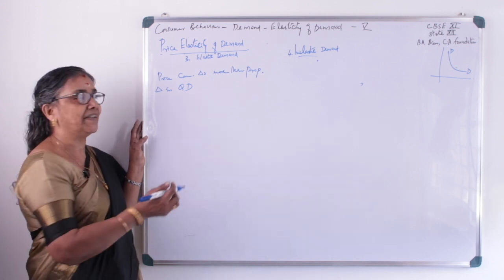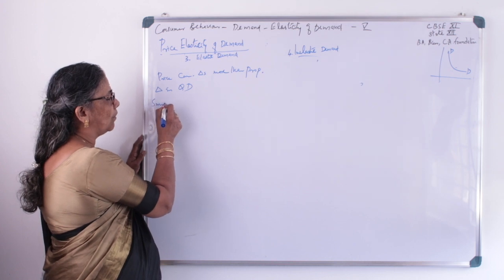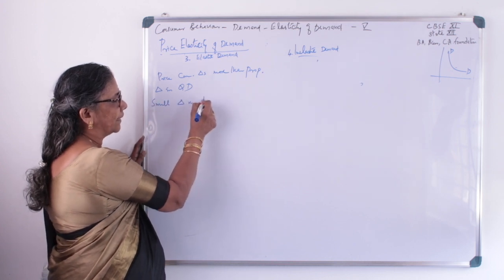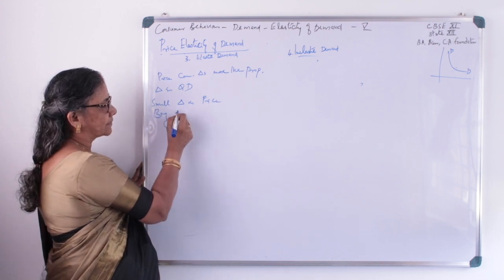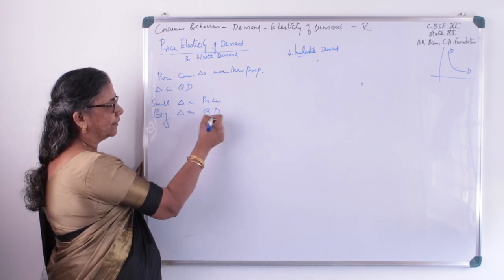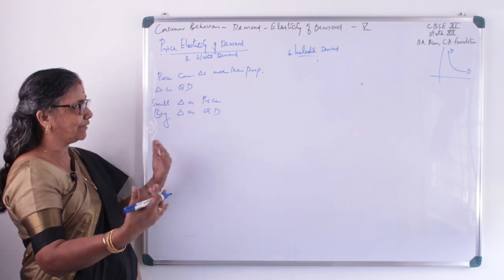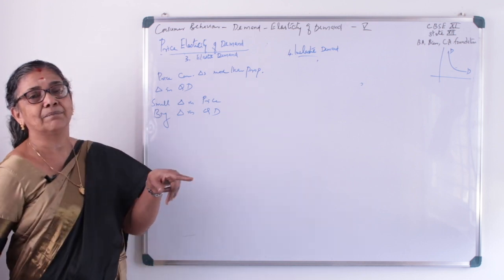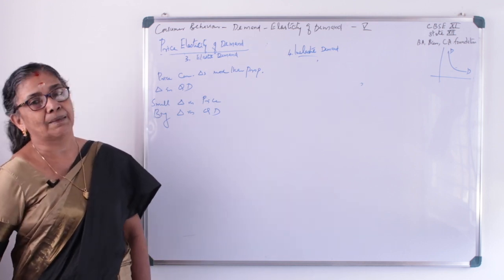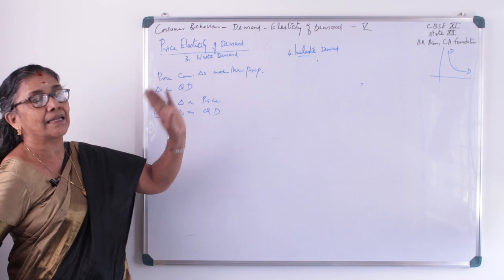Or in a simple way we can say, when there is a small change in price, there is a big change in quantity demanded. Or in another way, there is more than proportionate change in quantity demanded as a result of change in the price of the product. It is known as elastic.